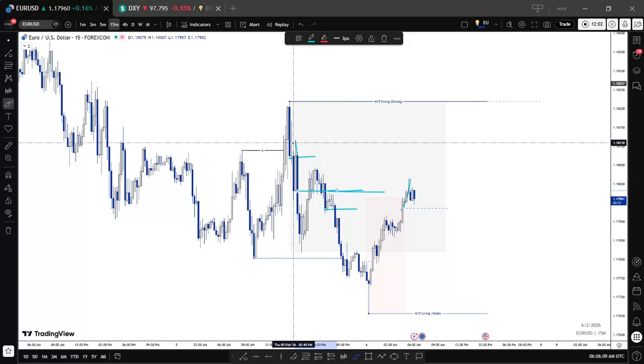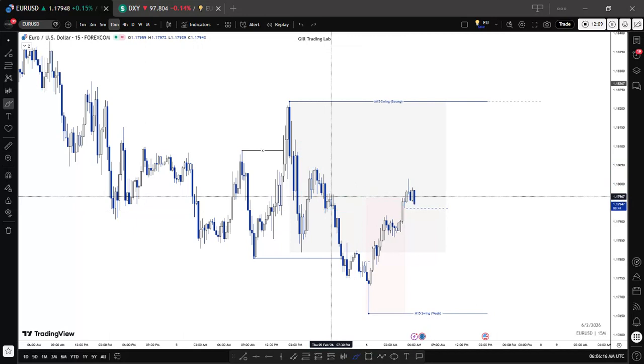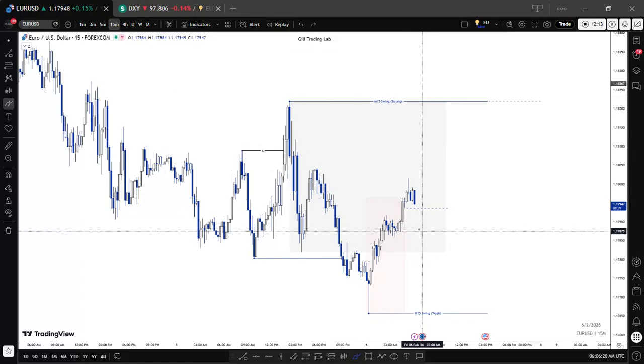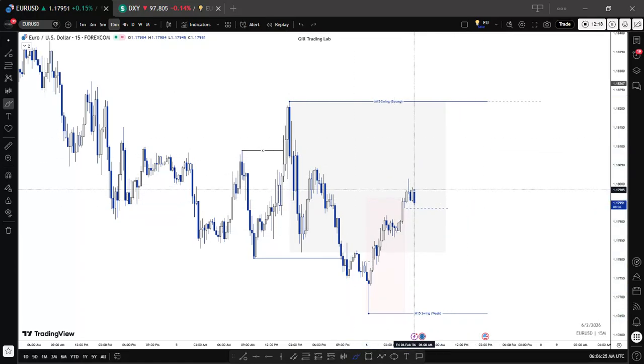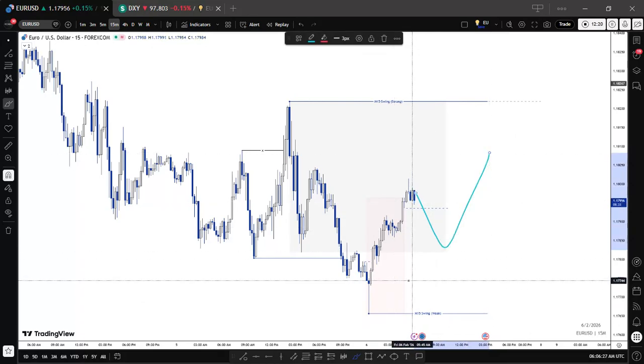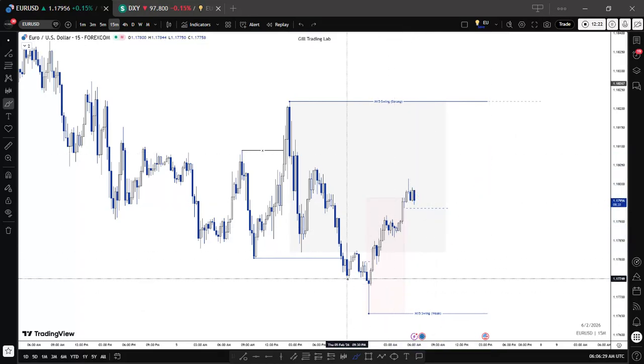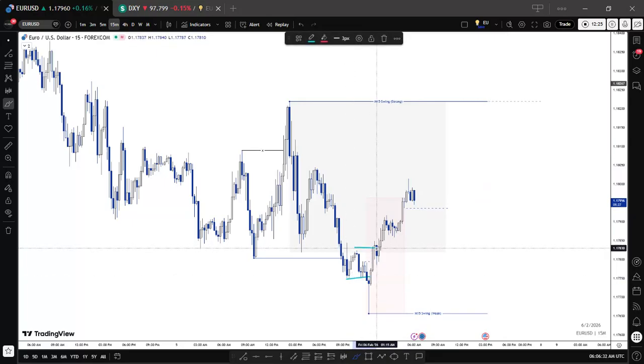This one has been mitigated with this. So there isn't any unmitigated zones within the swing range. So if there isn't any unmitigated zone within the swing range, then I'll be waiting for one to be formed here on the pullback. So there isn't any internal pullback, internal range, sorry.